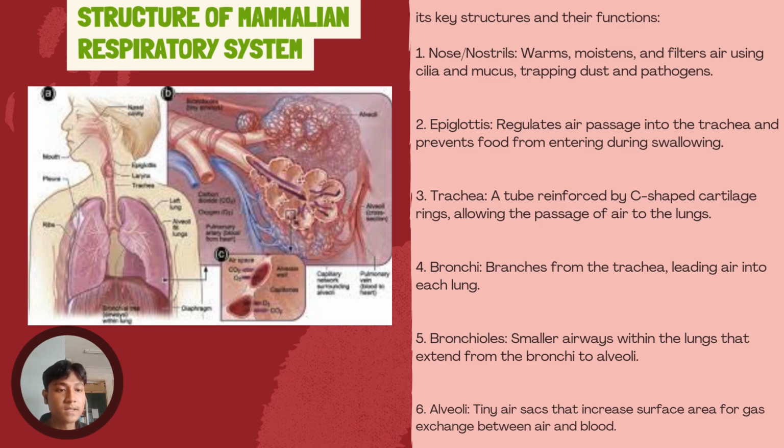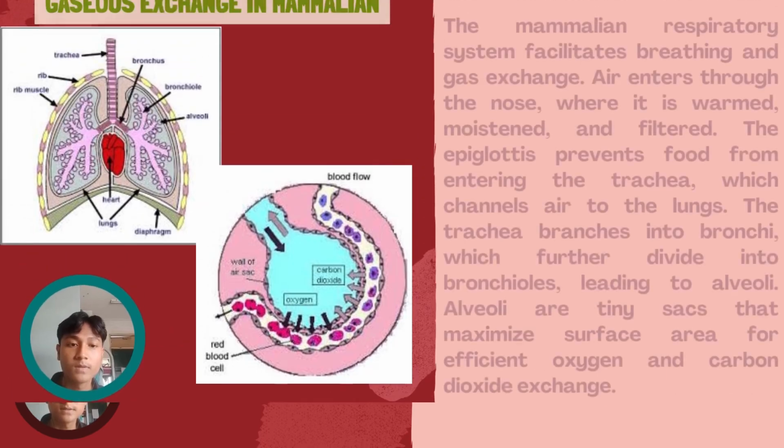Third, trachea, a tube reinforced by C-shaped cartilage rings allowing the passage of air to the lungs. Fourth, bronchi, branches from the trachea leading air into each lung. Fifth, bronchioles, smaller airways within the lungs that extend from the bronchi to the alveoli. Sixth, alveoli, tiny air sacs that increase surface area for gas exchange between air and blood.